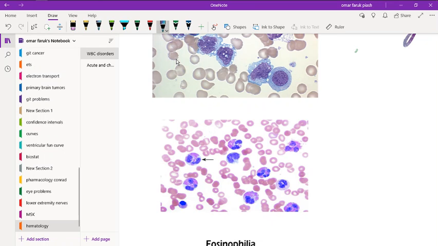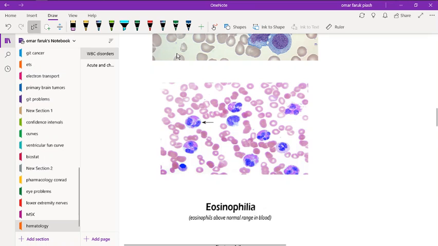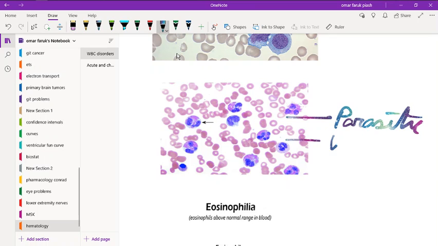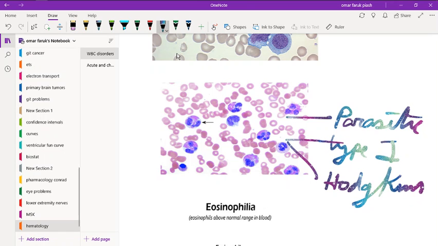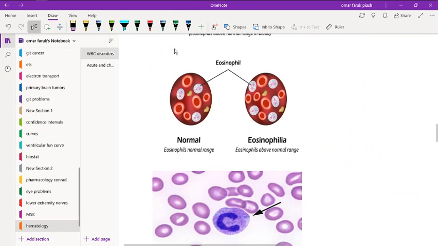Now, this is the picture of eosinophilia, and eosinophilia happens when there is parasitic infection, type 1 hypersensitivity, or Hodgkin lymphoma. These are the three important causes: type 1 hypersensitivity, parasitic infection, and Hodgkin lymphoma. These are the most common causes of eosinophilia.